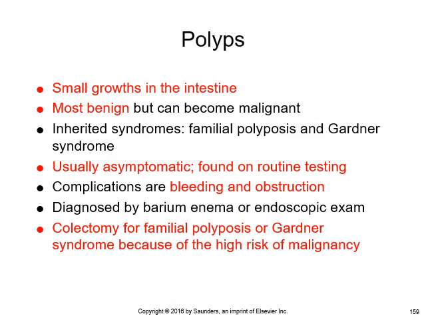Polyps are small growths in the intestine and usually are benign but can also be malignant, usually asymptomatic and found on routine testing. Complications are bleeding and obstruction, diagnosed by barium enema or endoscopic exam. Colectomy is done for familial polyposis or Gardner syndrome because of the high risk.